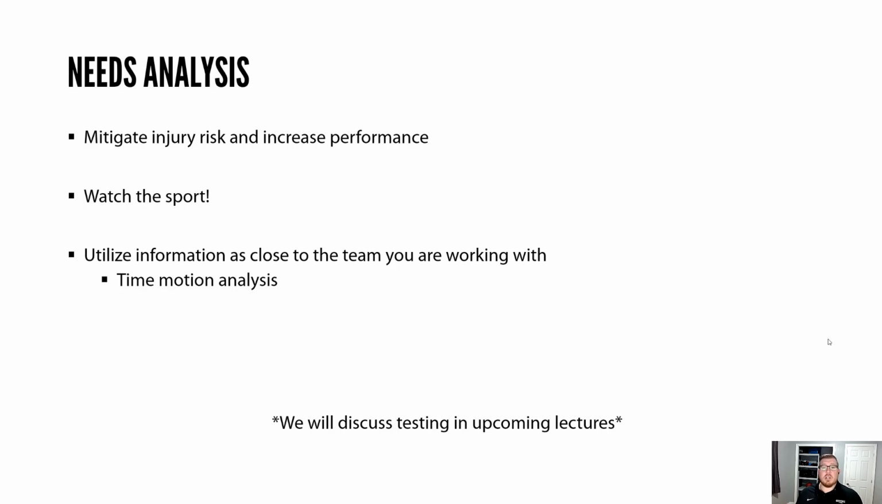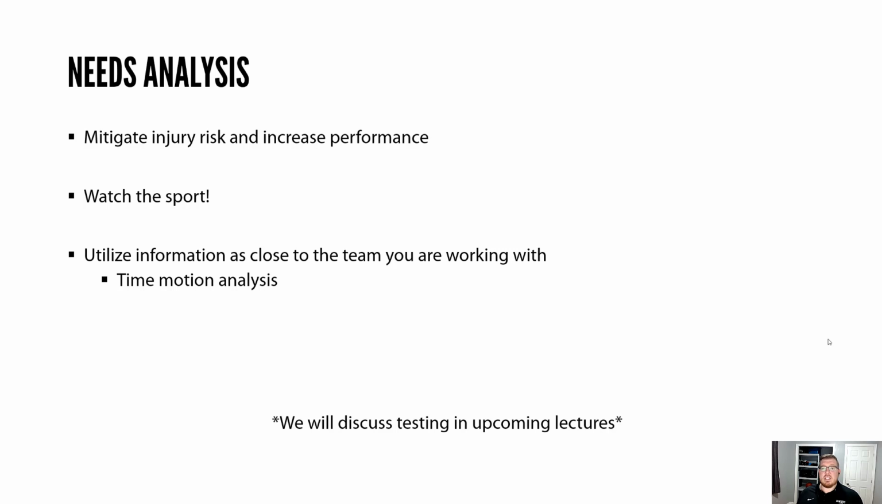Even better, if you get a chance to play the sport, obviously not at the same level of the athletes you're working with, but recreationally, you can kind of understand what you need to do in the sport. You'll be able to feel the next day how sore you are in certain areas and what you need to kind of work on. So when we're doing a needs analysis and we're looking up research on the sport, this is called a time motion analysis, which I'll talk about in a second.